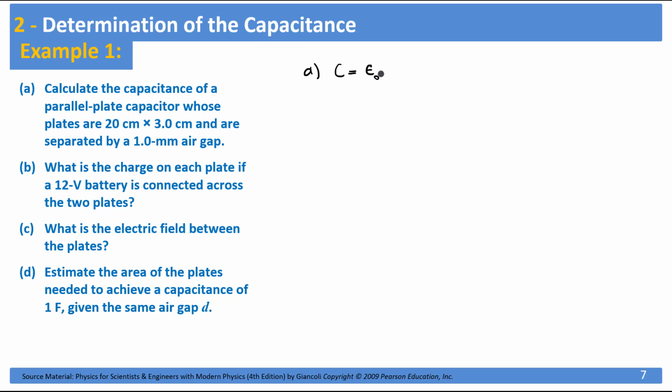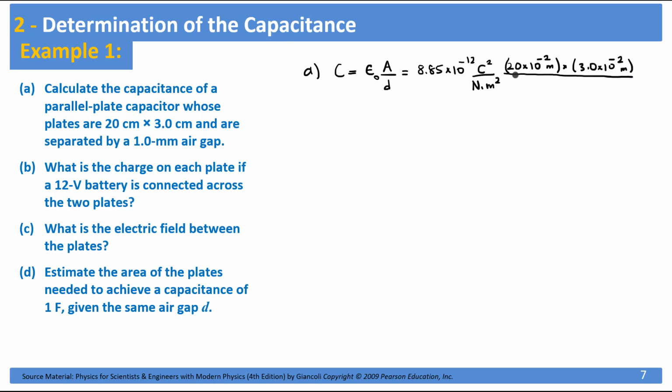So C is equal to epsilon 0 A over D, where epsilon 0 is 8.85 times 10 to the minus 12. This is our permittivity of free space, and the unit for that was coulomb squared per newton meter squared. And we need to multiply this with the area, where the area is 20 times 10 to the minus 2 meters. I need to convert everything to SI units, times 3 times 10 to the minus 2 meters again.